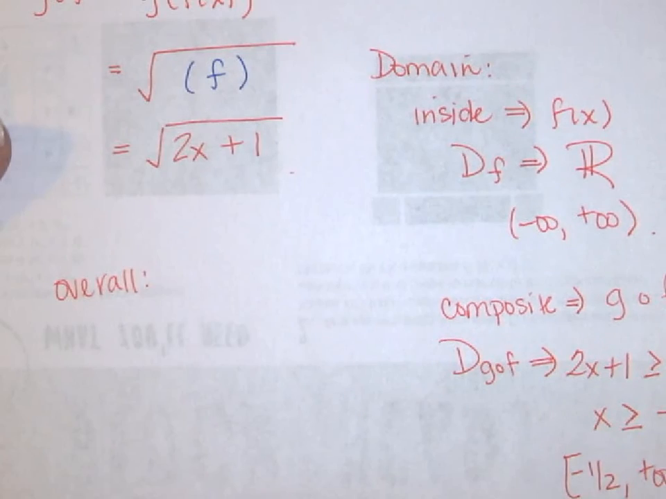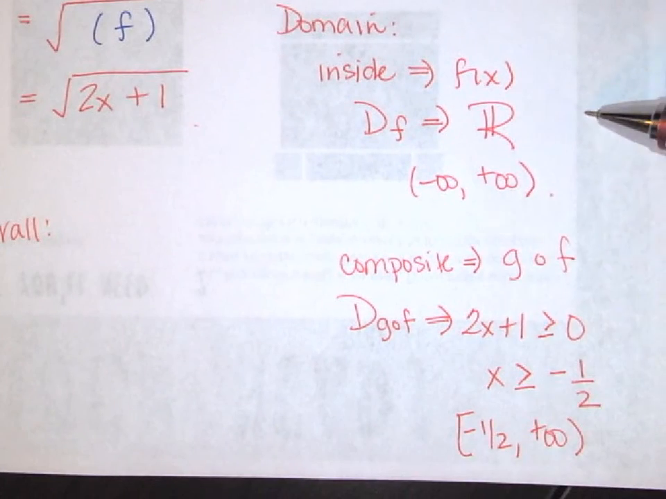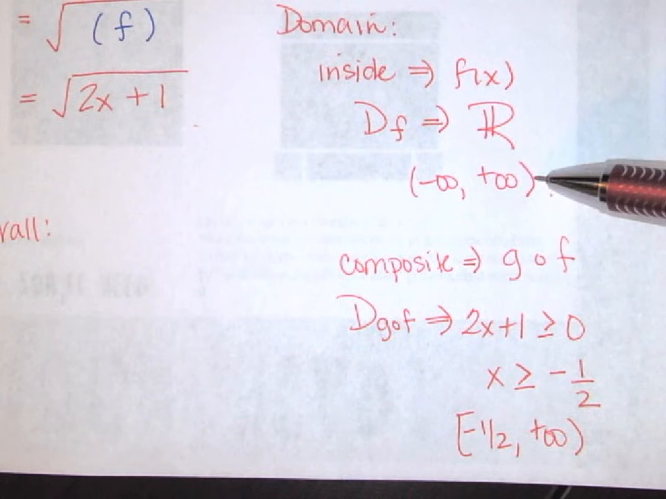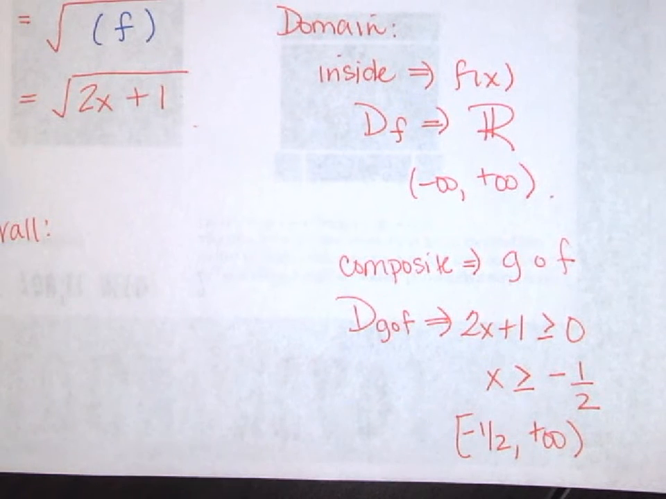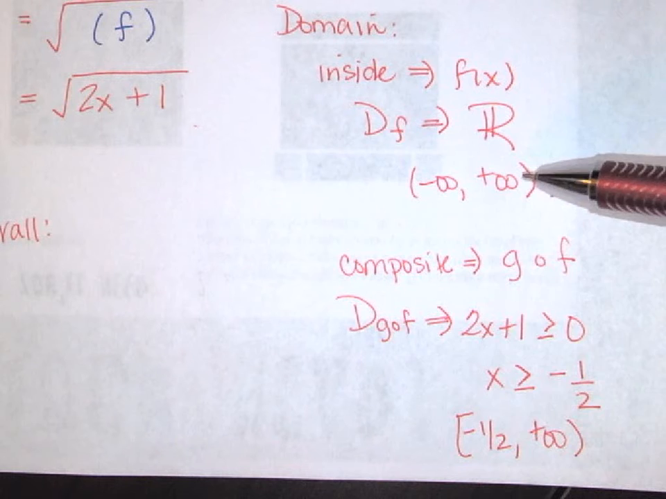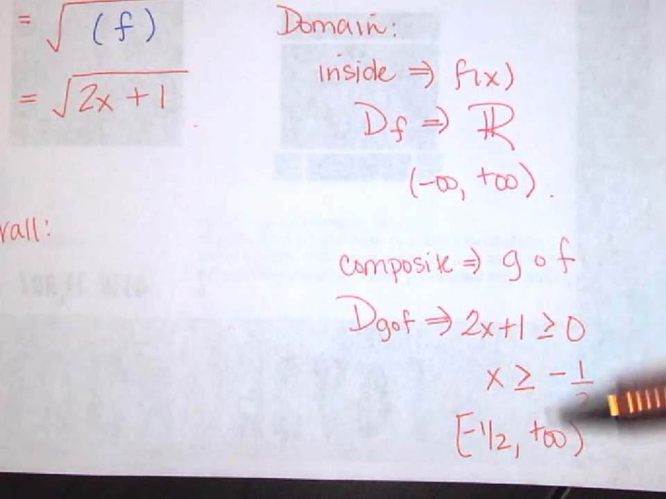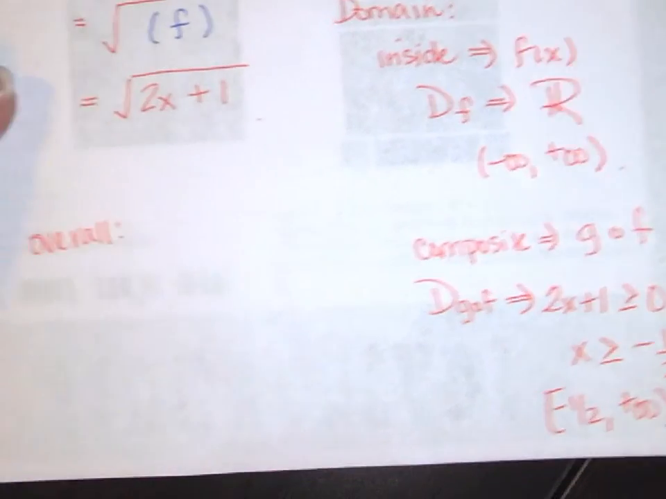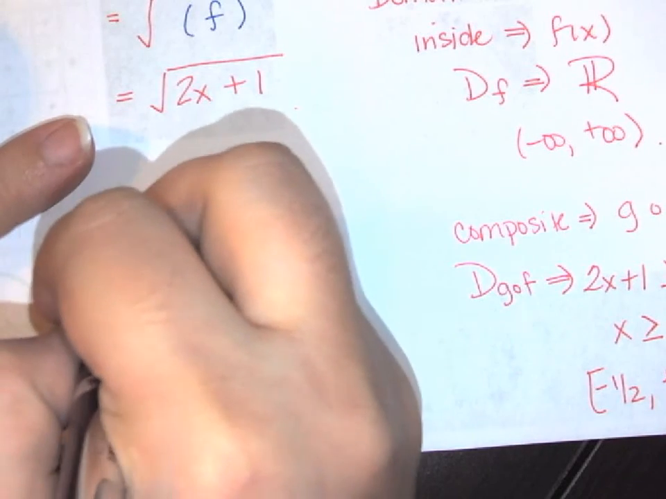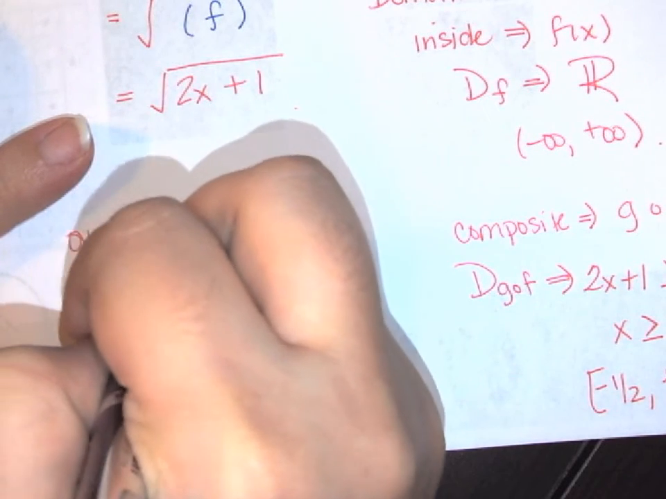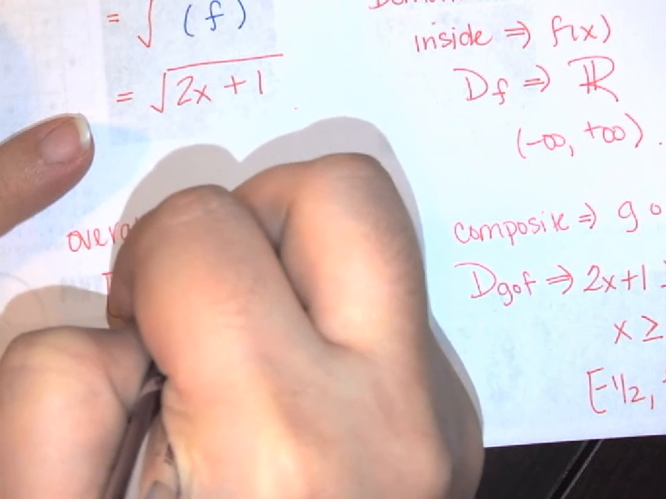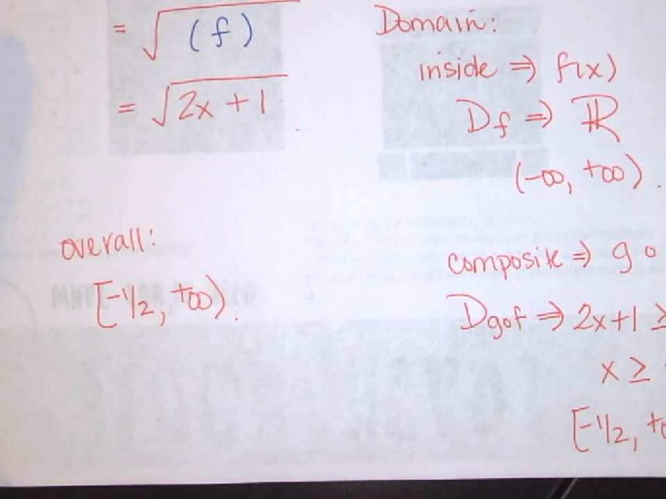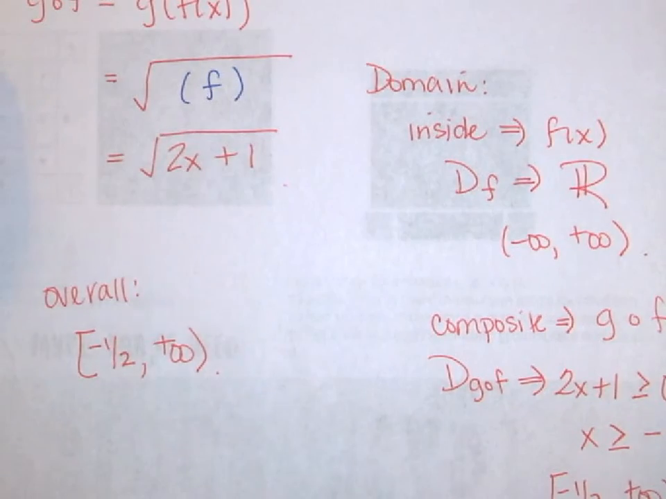Okay? So I want the overall domain. Well, my overall domain here again is going to be the combination of the two domains. Or if you think about it, it's kind of like the overlap. So here, everywhere that we're overlapping is just simply at the composite. So my overall domain is going to go from negative 1/2 to positive infinity. And that is going to be its domain. Okay.